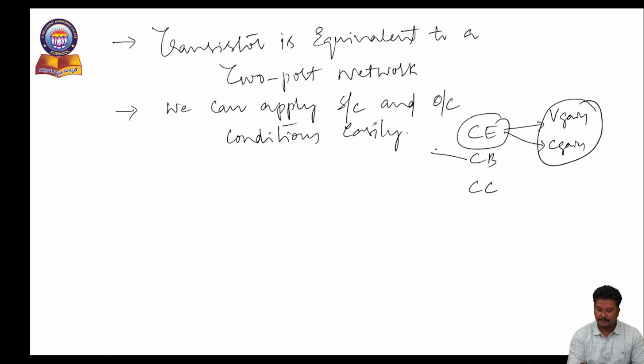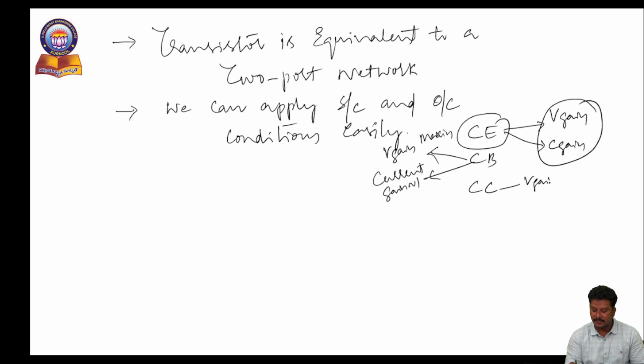In CB, voltage gain is maximum, current gain is approximately equal to 1, whereas in CC, voltage gain is approximately equal to 1, current gain is 0.